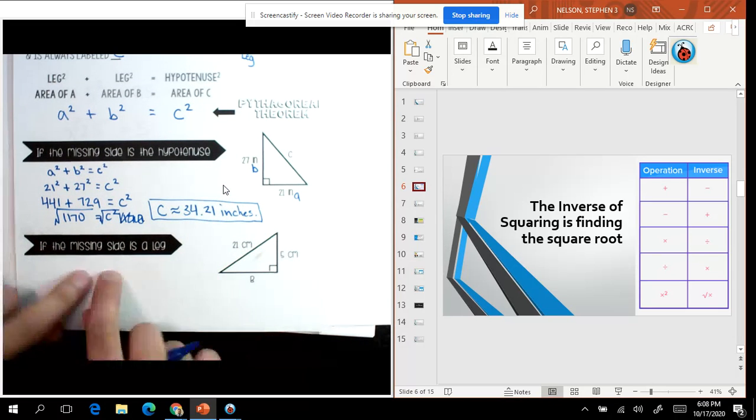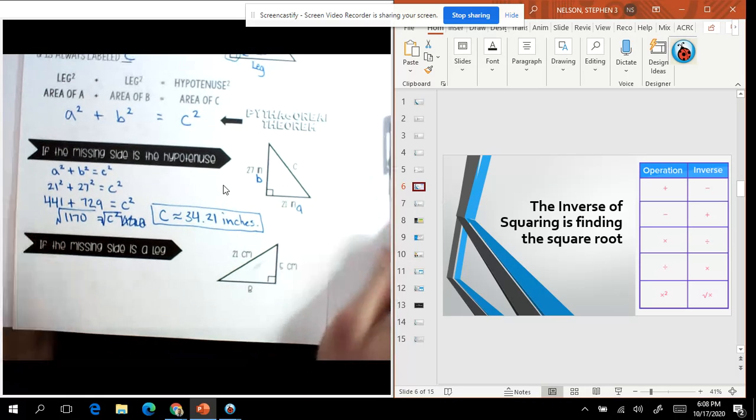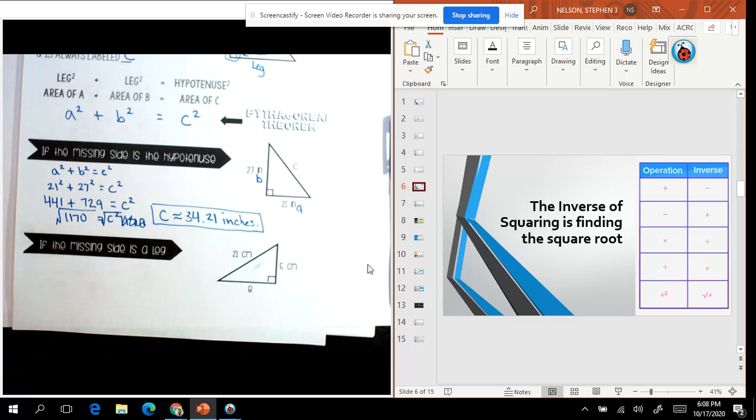All right, we already did an example like this too, so I think y'all are good from there. All right, so that concludes the lesson on the Pythagorean theorem.